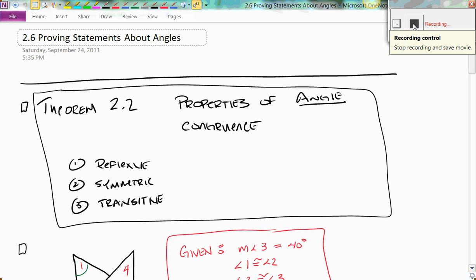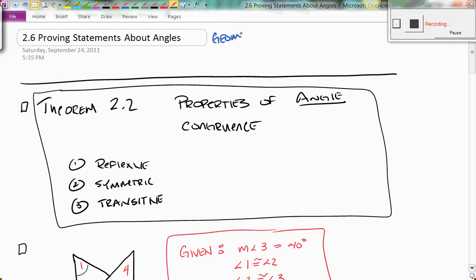Okay, so today in geometry class we're covering section 2.6, proving statements about angles and congruence. The first thing we started off with was theorem 2.2, learning the properties of angle congruence.